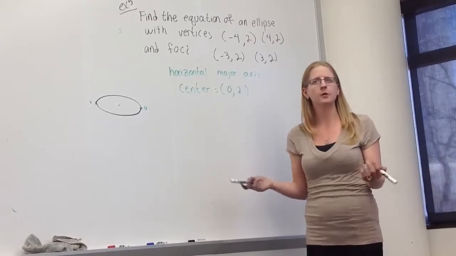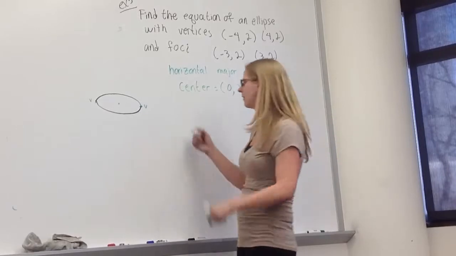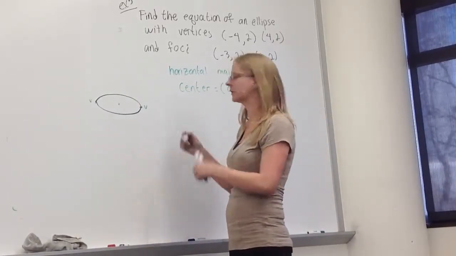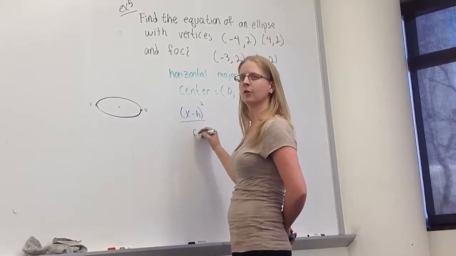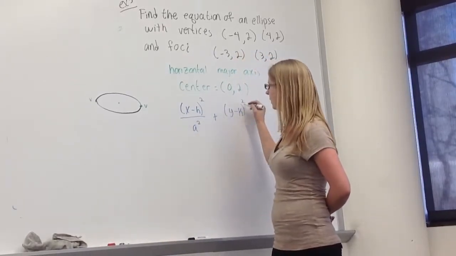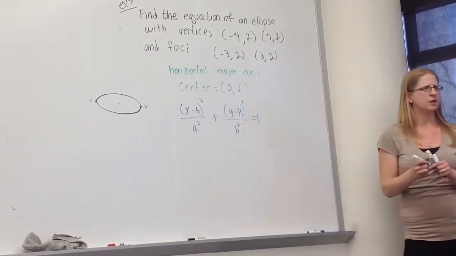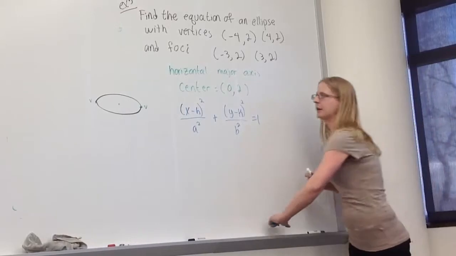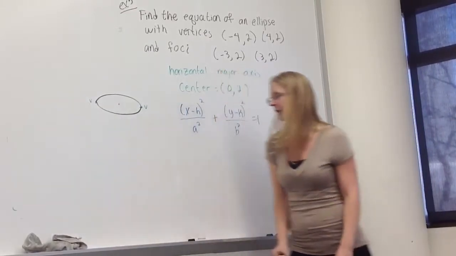We know what it's supposed to look like, right? It's a horizontal major axis. So what is the formula for the horizontal major axis? I'm just going to write that down. (x minus h) squared over a squared plus (y minus k) squared over b squared equals 1, right? Just wrote that down. So then I'm going to start filling in everything that I know.